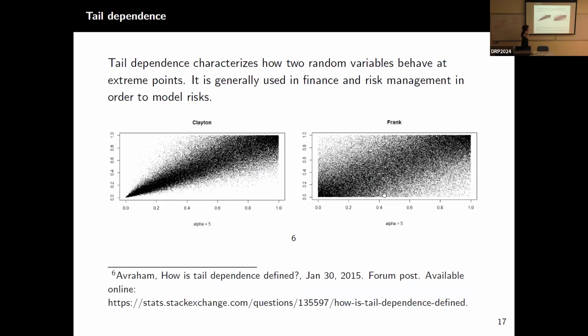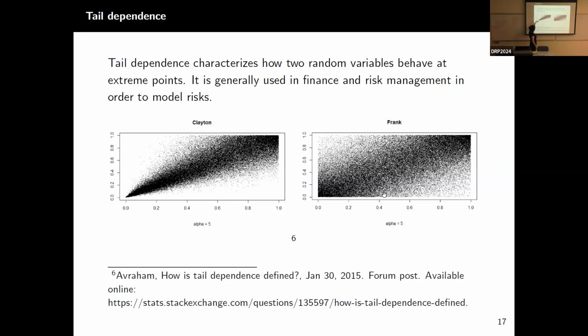And also maybe mentioning the tail dependence might be the right time right now. So the tail dependence characterizes how 2 random variables behave at extreme points, as I had just mentioned. And it is generally used in finance and risk management, etc. So I was looking for some blog posts. Sorry if it's a very old post. But I think it's a good example to understand those types of differences.